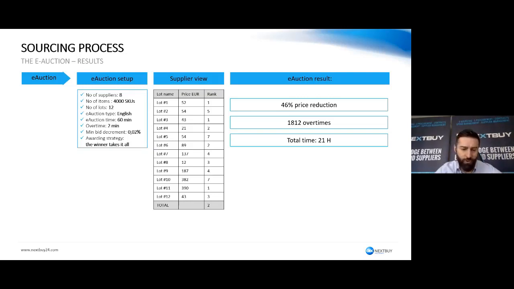Overtimes in the e-auction, for those of you who know e-auction, work like this: if you have an offer placed in the very last moment, the e-auction will get an overtime automatically. It will prolong automatically so that the other suppliers have a chance to requote, to change their quote, to respond to that. Usually you set it for 1 minute or 2 minutes overtime. So if there were 2 minutes of silence, no bid was placed, the e-auction will finish, and whoever was at first rank at the end of those 2 minutes of silence wins the business. But if you have 1,800 of those, that takes a lot of time. And so it took altogether 21 hours, including the midnight break.